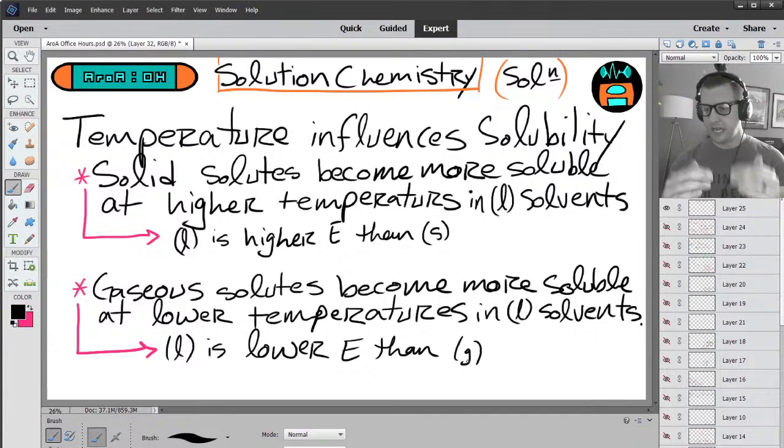So, a decrease in energy helps the solubility of gaseous solutes in liquids. An increase in energy helps the solubility of solid solutes in solutions.